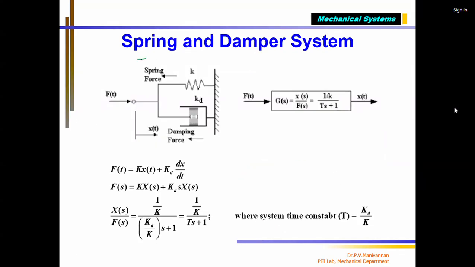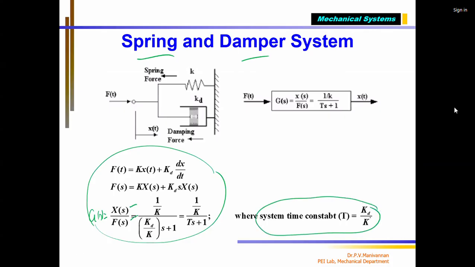Same thing, spring and damper system, which is called a shock absorber. We saw how to develop the mathematical model. The transfer function G of S is output divided by input. Output is the displacement of the spring and the damper together, and F of S, the force applied, is the input. We also saw how to calculate the time constant. The equation is KD divided by K.